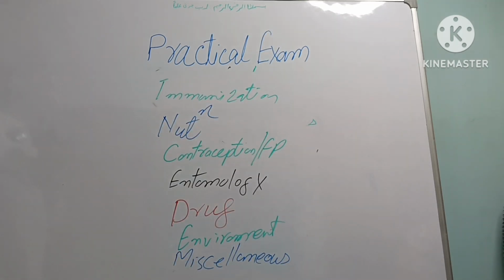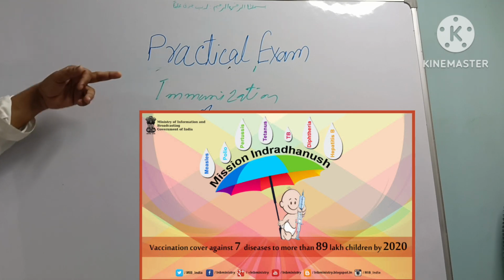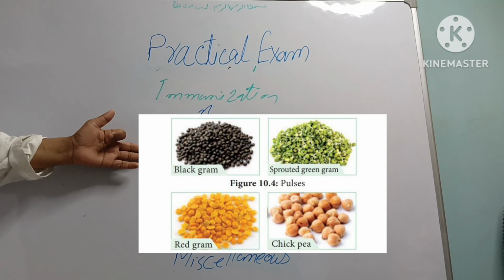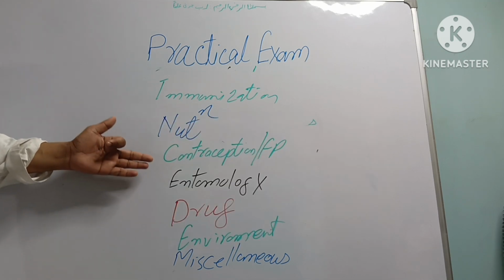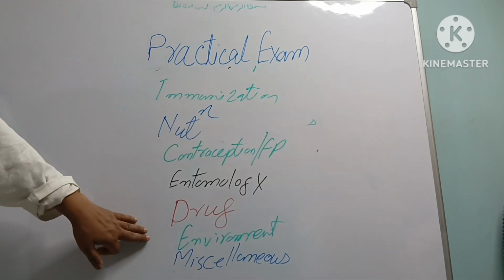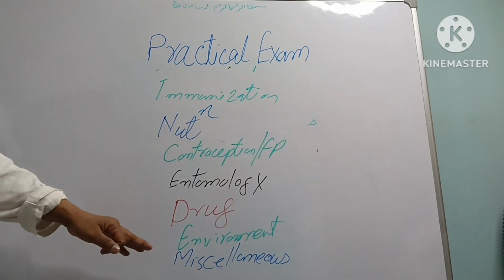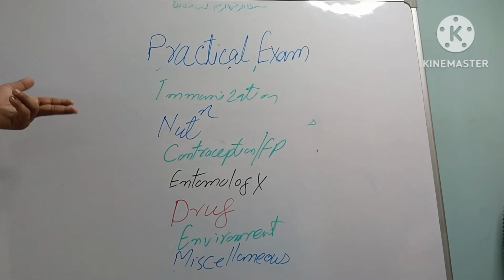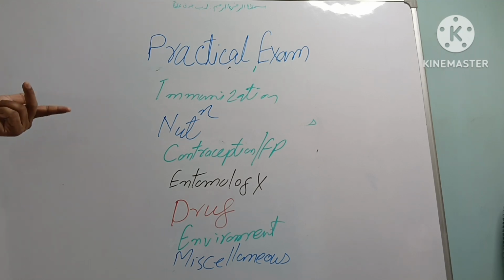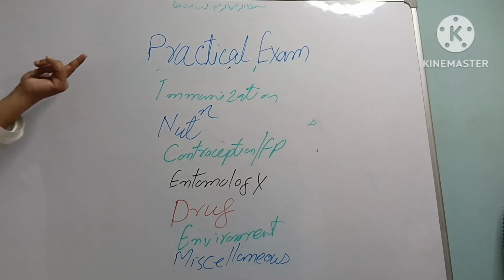So in short, just take a quick recap. In spotting, there may be a spot from immunization, it may be from nutrition, it may be from contraception or family planning, it may be from entomology, it may be from drugs, it may be from the environment, and there is a miscellaneous spot also. Just like a growth chart, the WHO growth chart may be put in it, or might be some other thing, it may be missed.